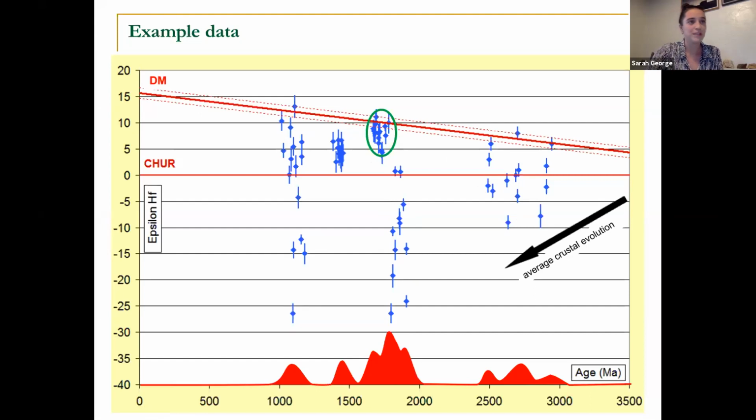Okay, so I was hoping to get this going in a quiz, but I wasn't able to get onto the polling earlier. So the question for you guys is, what's going on here? So 1.4 Ga, we're sitting at an epsilon hafnium of about +5. What are we doing here? Are we creating new juvenile crust? Are we remelting old crust? If we're remelting old crust, what's melting?